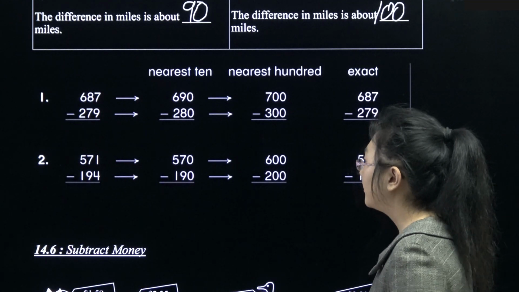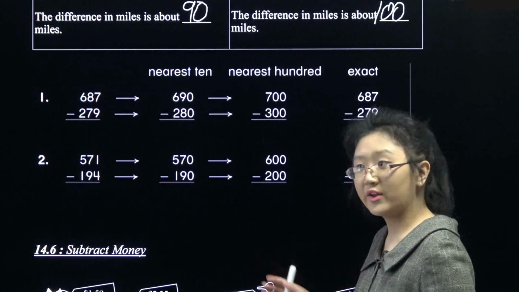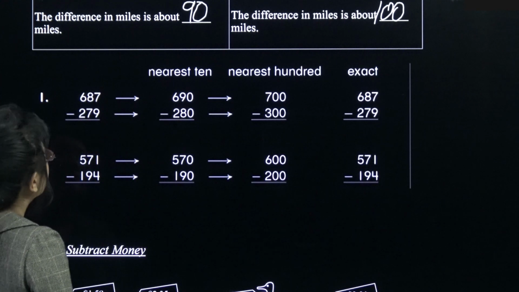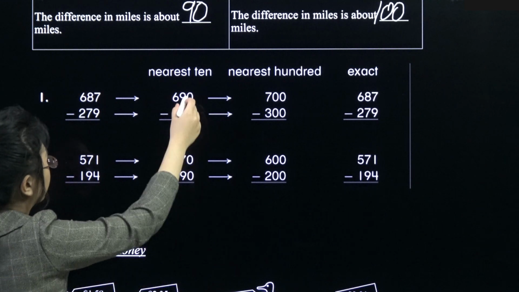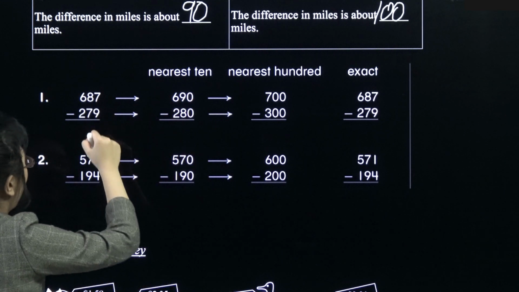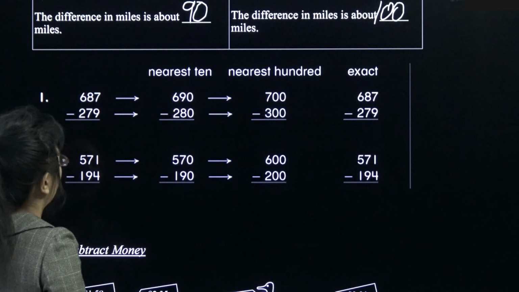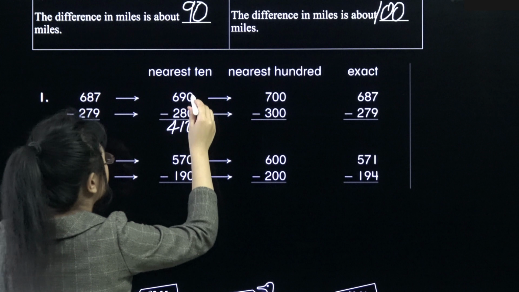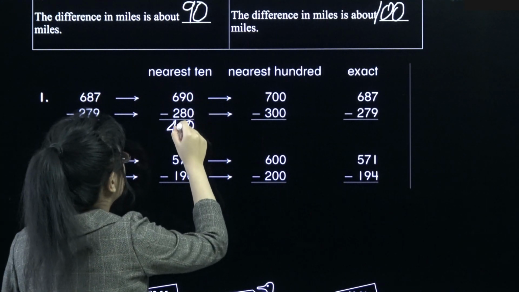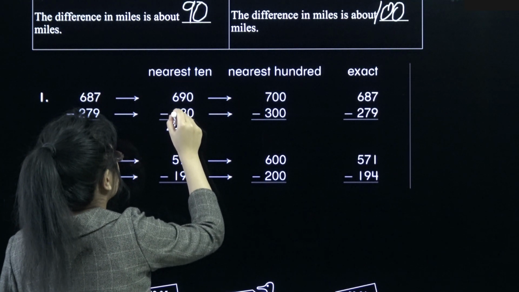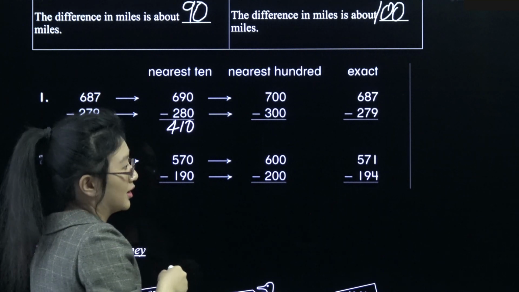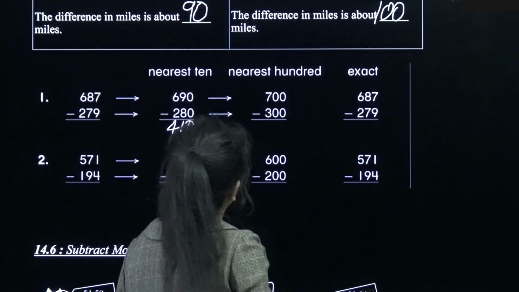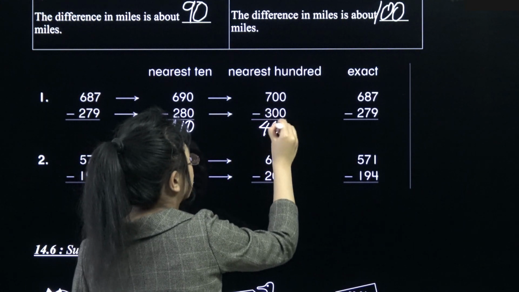So let's do 2 practice problems before we move on to the next section. Now remember, guys, you can pause anytime you want. Now, if we round to the nearest 10, 7 and 9 are the ones digits, so we both have to round up. And we get this. That'd be 0 minus 0. 9 minus 8 equals 1. 6 minus 2 equals 4. 410. But if we round to the nearest 100, we get just 400.